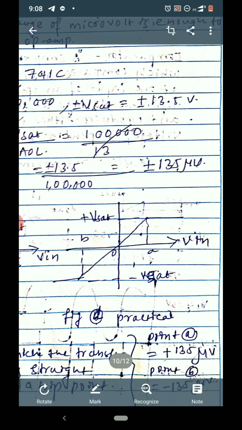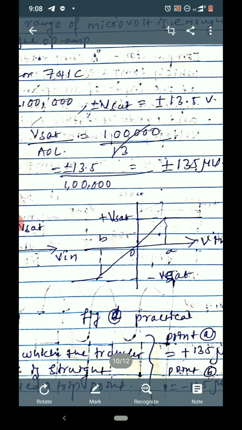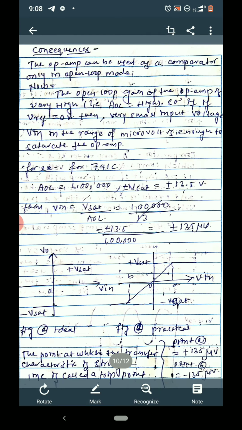Understanding? Your output is varying linearly with your input. Once your op amp input crosses this reference voltage mark, plus or minus 135 microvolt, your output switches from 0 to plus V saturation, and in the negative direction from 0 to minus V saturation.